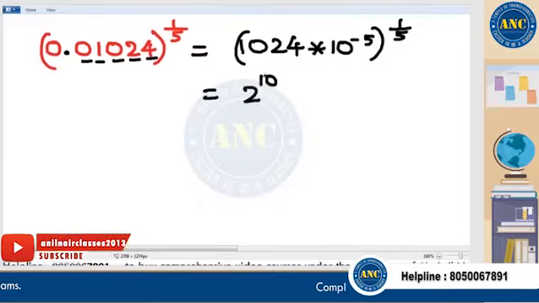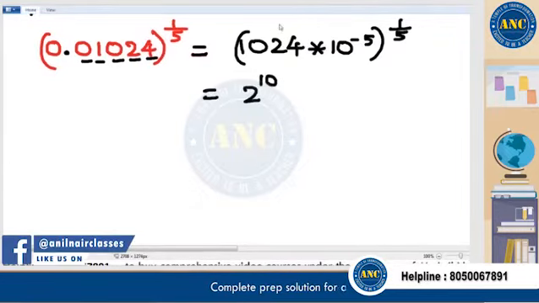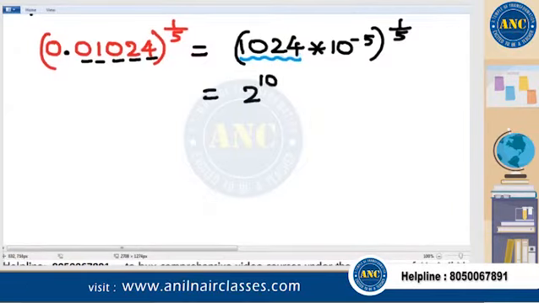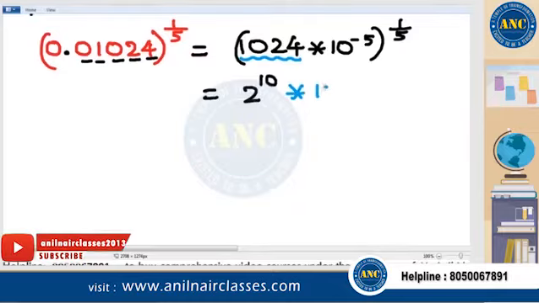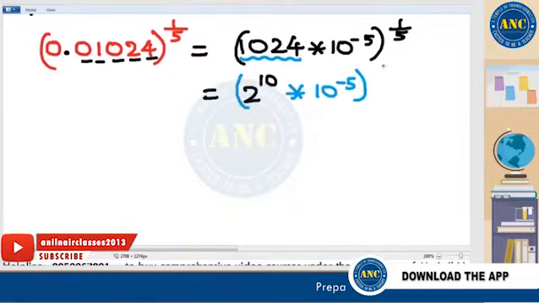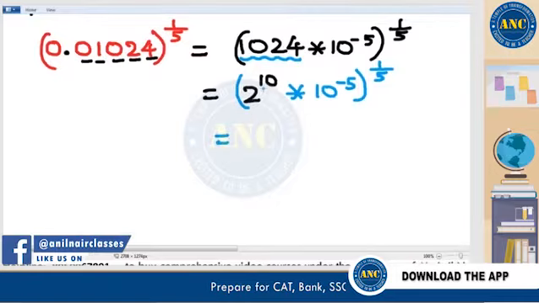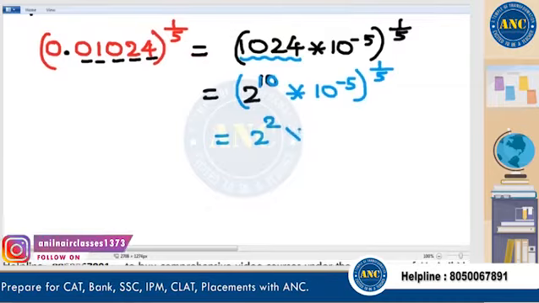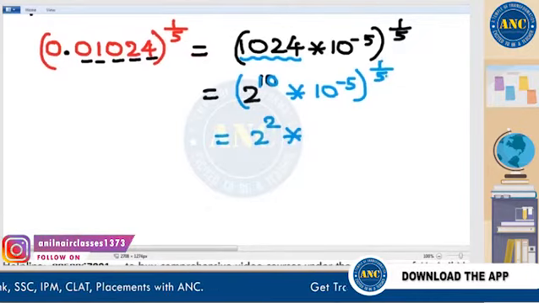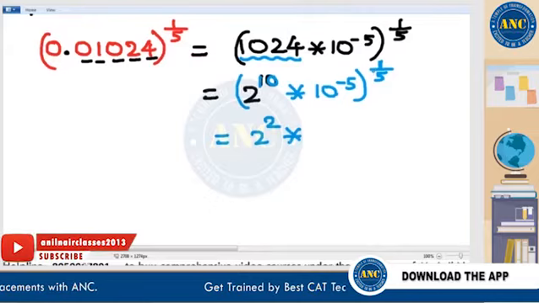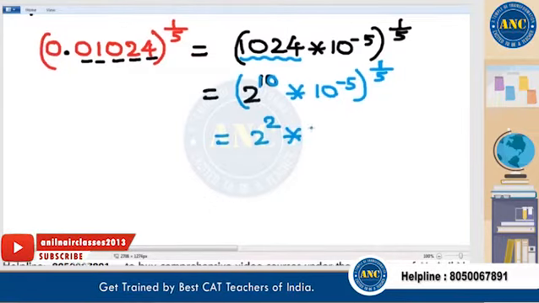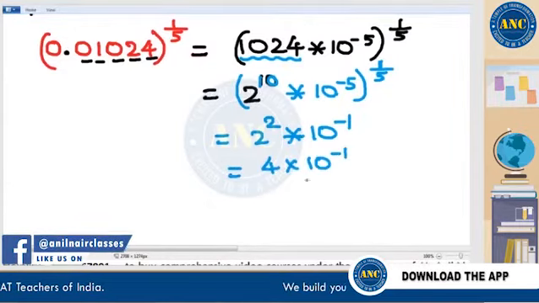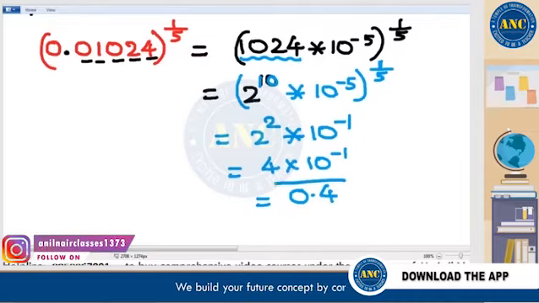1024. Just a couple of days before, I took a concept called last 2 digits, and I used this beautiful number 1024 also in last 2 digits, which is nothing but 2 power 10. 2 power 10 into 10 power minus 5, whole power 1 by 5. 2 power 10 whole power 1 by 5 is 2 power 10 by 5, it is 2 power 2. 10 power minus 5 whole power 1 by 5 is 10 power minus 5 into 1 by 5, it is minus 1. So it is 10 power minus 1. So the answer is 4 into 10 power minus 1, 4 by 10, which is 0.4.